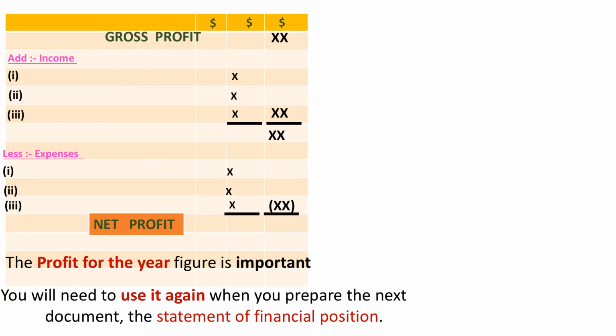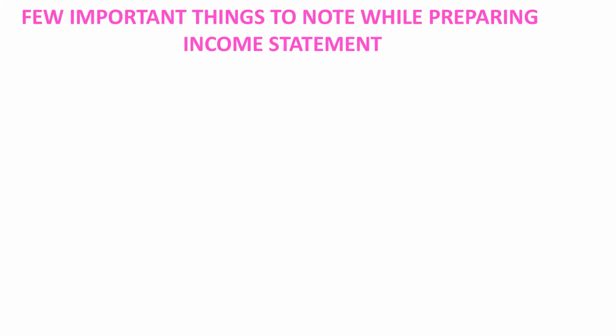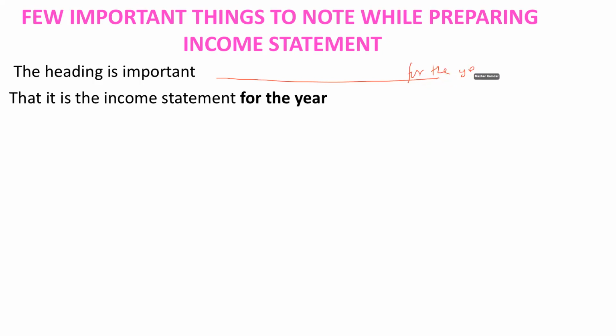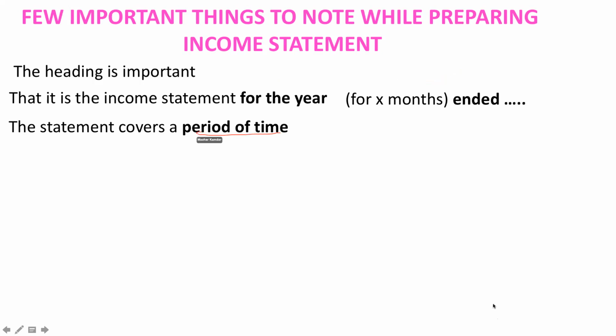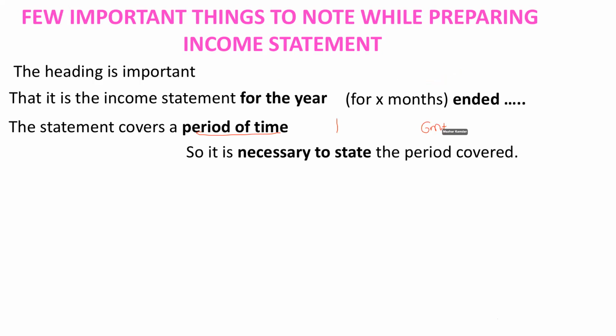However, there are a few important things that you should note while preparing the income statement. The first important thing is that the heading is very important. What is the heading? Do you know? It is income statement for the year ended, or for the 6 months ended. It is also very important to note that the statement covers a period of time, either 1 year or 6 months. So it is necessary to state the period covered.